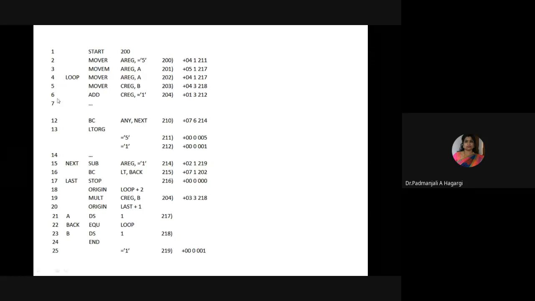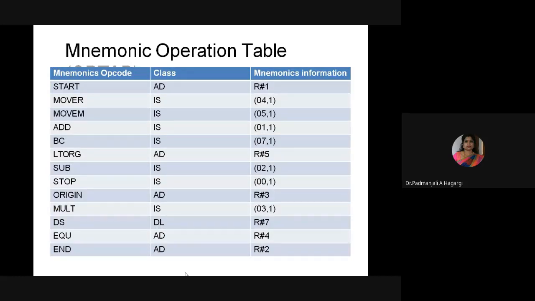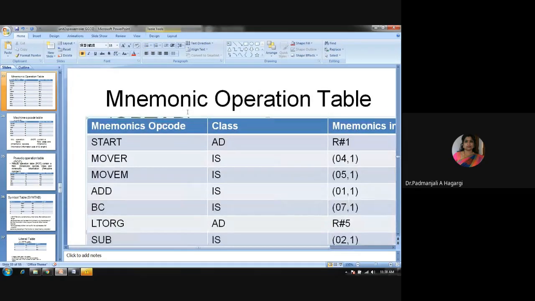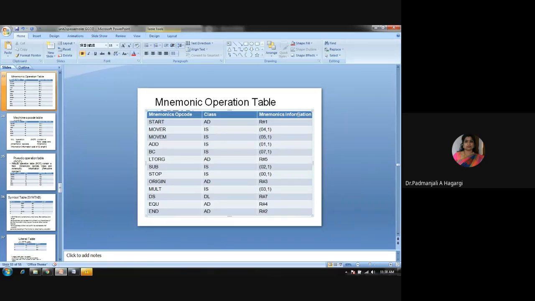Now the first column is called the location counter, the second column is called the label, and the third column is called the instruction or the operation code, opcode, and operands, and these are the memory locations. So how does the mnemonic operation table look? The mnemonic operation table looks something like this. Yes, I hope you all are seeing it.